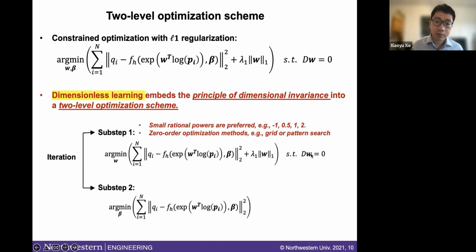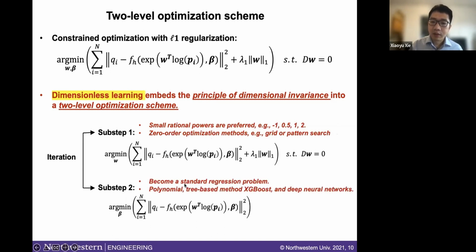So why do we need two-level optimization? Because only small rational powers are preferred for W, for example -1, 0.2, 0.5, 1 or 2. Because we prefer small rational powers, we use zero-order optimization, like grid search or pattern search. The second step is like a standard regression problem, where the input is the dimensionless numbers and the output is the dependent variable. So it is much more flexible. You can use a polynomial, a tree-based method, or a deep neural network. There is a lot of flexibility with two-level optimization.